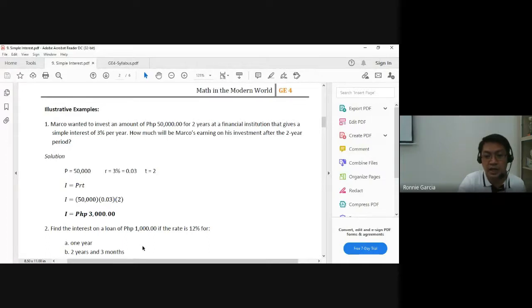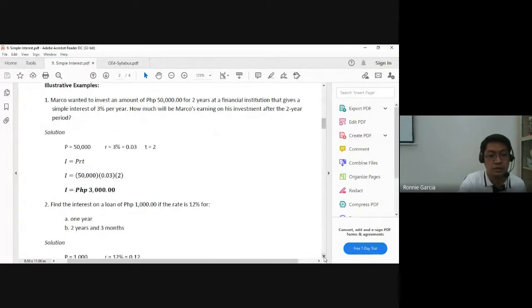Let's reveal now the answers. Anyway, I can see your answers in the chat box. For letter A, find the interest on a loan of 1,000 pesos if the rate is 12% for 1 year.